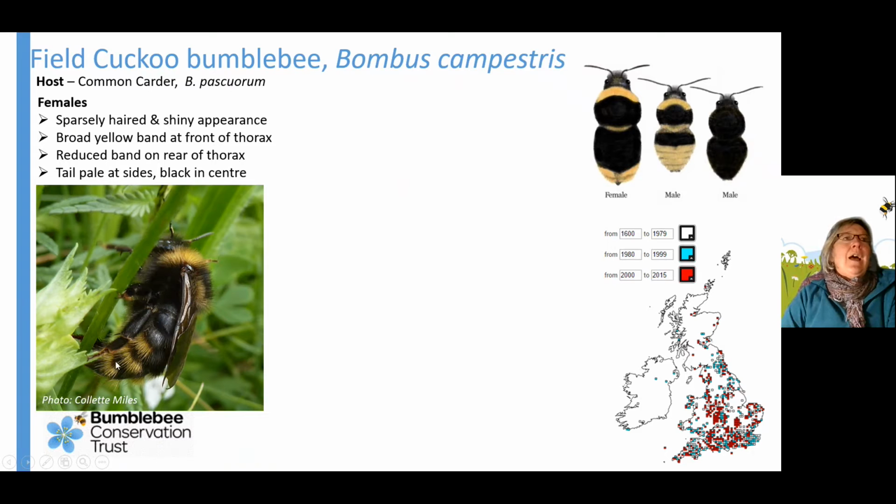The tail has these yellow hairs on the side, but there's often black in between. So there's quite an extended notch. As you can see there, tail pale at sides and black in the center. Okay, so this is a really distinctive species.